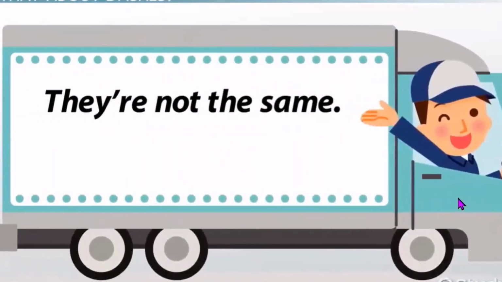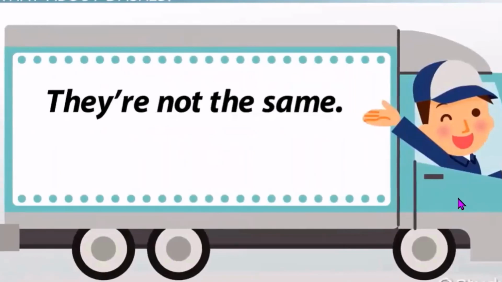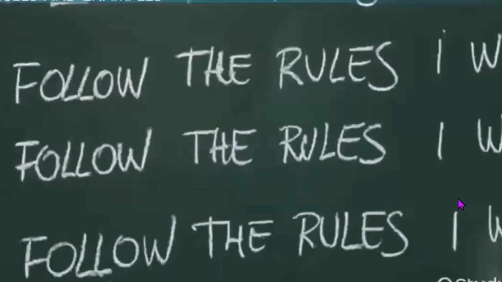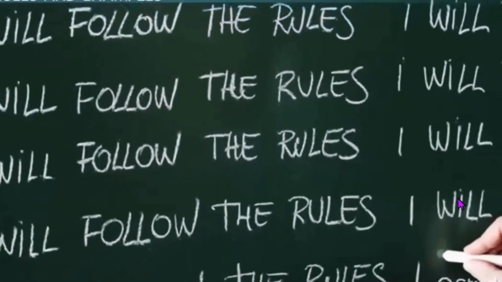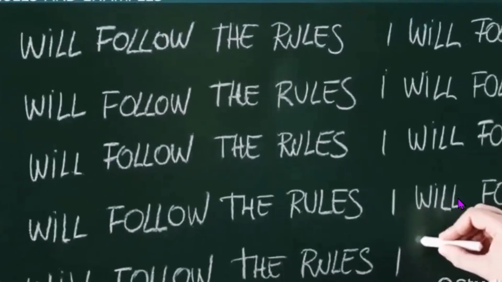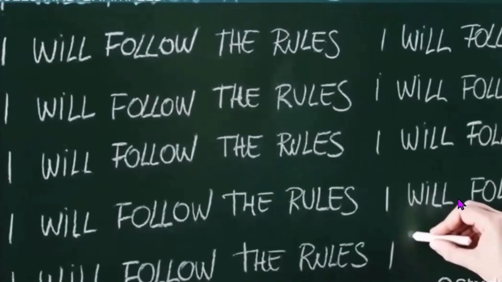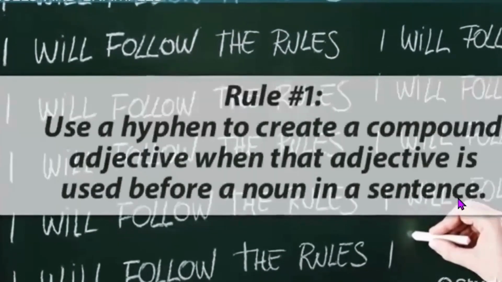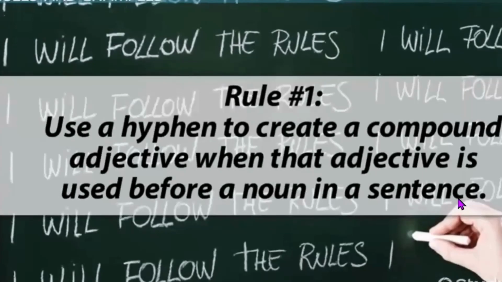Dashes and hyphens, though they appear almost the same on the page, are not interchangeable. There are many rules associated with using hyphens. We're going to explore the rules that you'll use most often in your writing. Rule number 1. Use a hyphen to create a compound adjective when that adjective is used before a noun in a sentence.